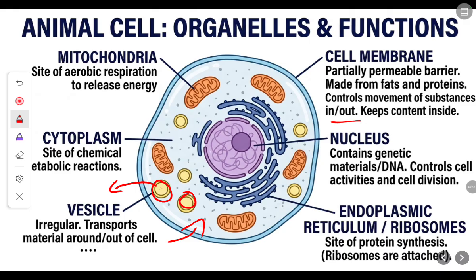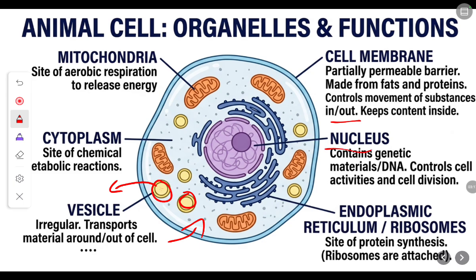Like oxygen, if it wants to enter into the animal cell, it has to pass first through the cell membrane, and if the oxygen is very small, the cell membrane will allow the oxygen molecules to enter into the mitochondria in a very easy way.